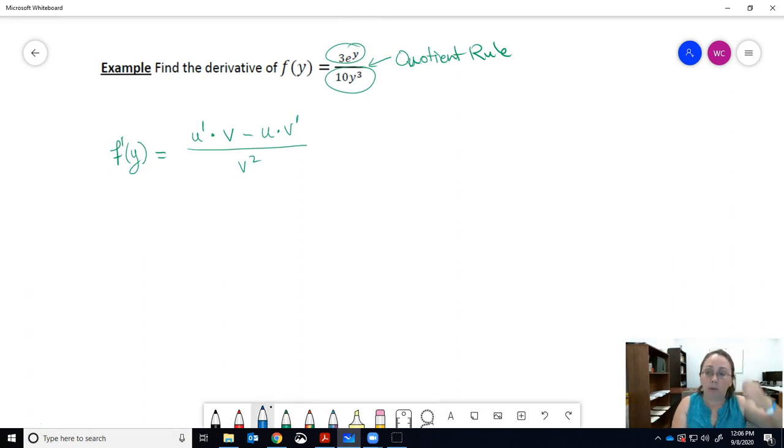So let's write down what everything is. The top we're going to call u, 3e to the y is on top. The bottom we'll call v, that was 10y cubed. To do the quotient rule, you need the derivative of each.